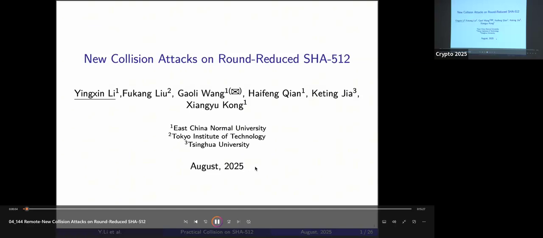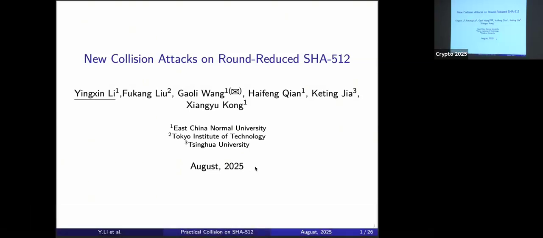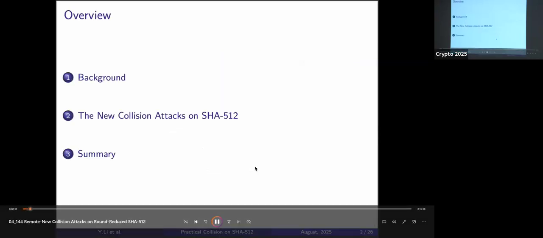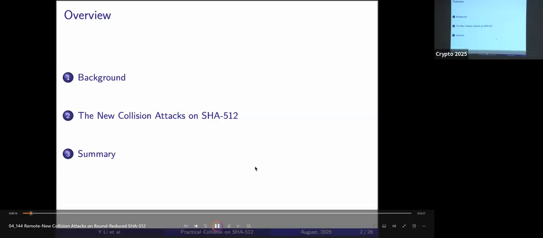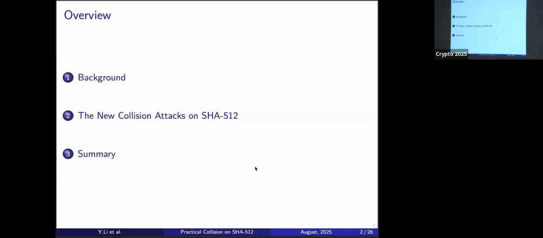The work title is new collision attacks on reduced-round SHA-512. My name is Yingxin Li. This talk is divided into three parts. In the first part, I will briefly review SHA.